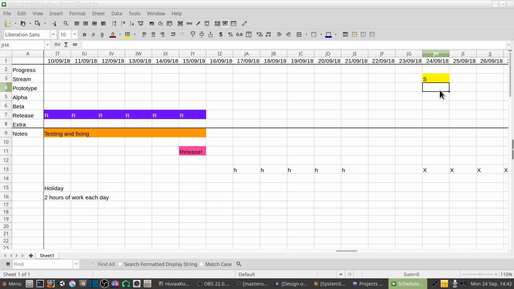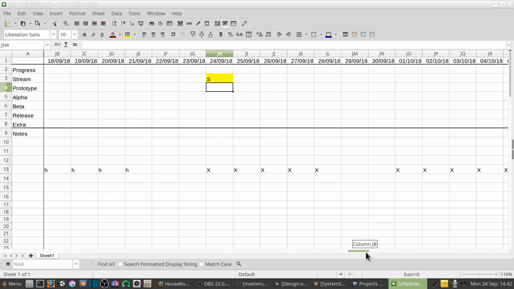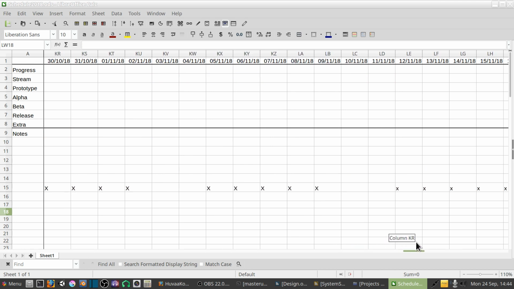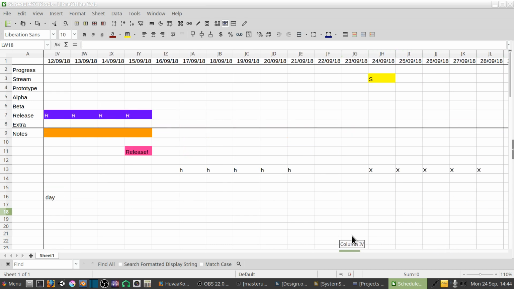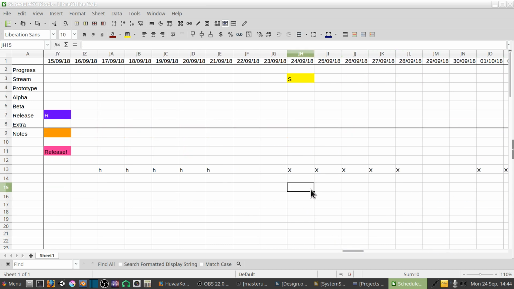Start with the stream. Prototype. I'm not going to make a prototype. I'm going to switch things up. Well, let's see how many weeks do I have. 1, 2, 3, 4, 5. 1, 2, 3, 4, 5. Right, so let's say estimated 10 weeks. So I'm not going to make a prototype.